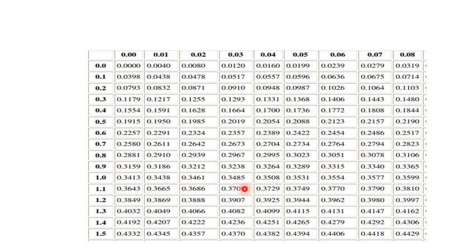Now let's try to get the area from 0 up to 1.46 from the table. This is the value 1.4, the first column of the table. This is the second decimal place in Z. At the intersection we will find this value 0.4279. Remember, this is not a required area, this is the area from 0 up to 1.46, so I will subtract this value from 0.5 to get the area greater than 1.46.